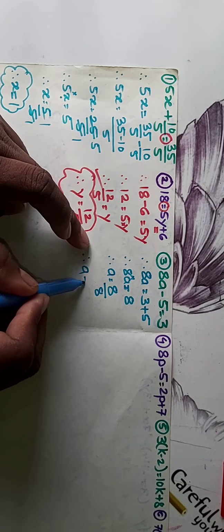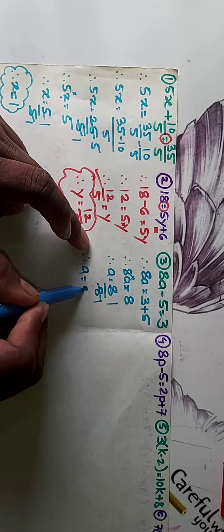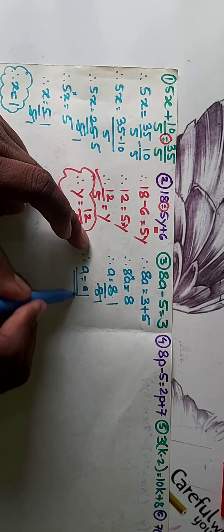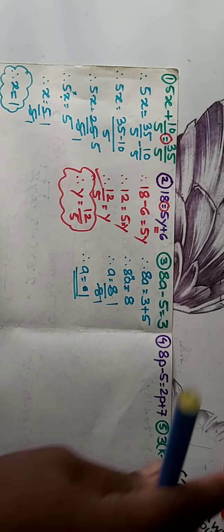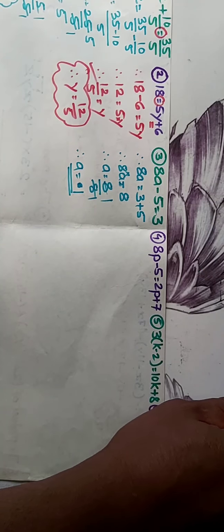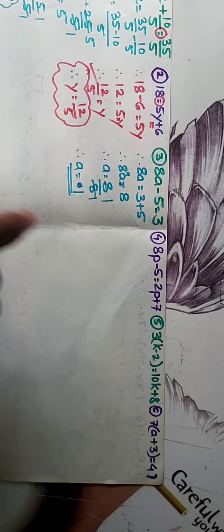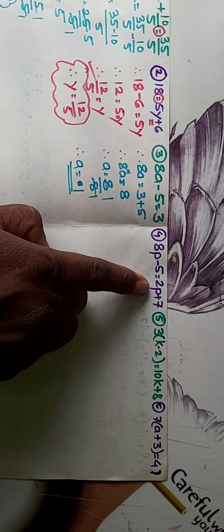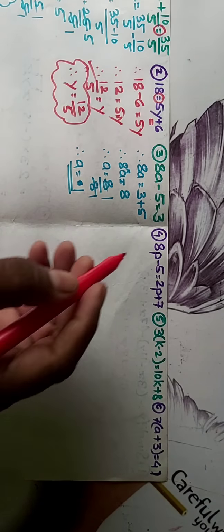Therefore a is equal to 8 ones are 8, so the value of a is 1. Okay, now next example, that is 8p minus 5 is equal to 2p plus 7. So here 8p and 2p, and here minus 5 and plus 7.